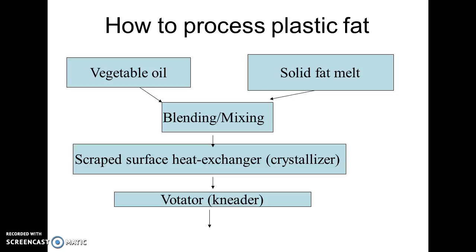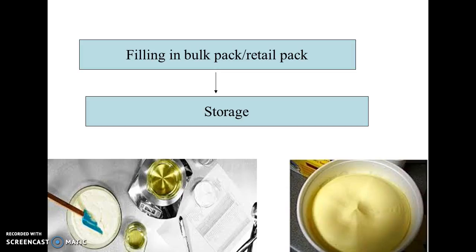After this proper crystallization, when the solid crystals have formed inside the fat blend, it will be passed through the votator or kneader, where the uniform dispersion of the solid crystals will take place. That means the solid crystals will be uniformly dispersed in the whole matrix, and the liquid phase will be enmeshed in the solid crystals, interlocked in the solid crystals. And ultimately, this gives the smooth texture like this.